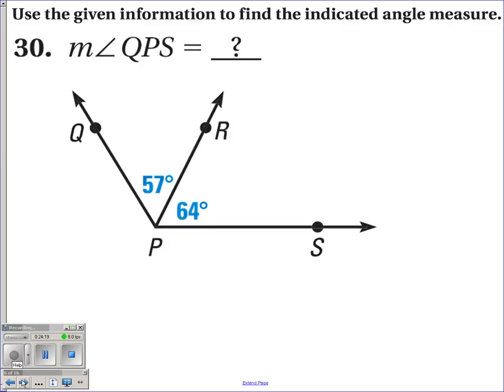Let's take a look at number 30. It says, use the given information to find the indicated angle measure. Well, QPS is this entire angle here that I'm marking out in green. It's the whole angle. Well, this is the angle addition postulate. Angle QPS is made up of these two angles, 57 and 64. All we have to do to get the entire angle is add them together. So 57 and 64, that turns out to be 121 degrees. And this is all we have to do for number 30.